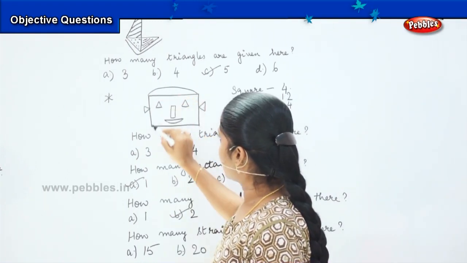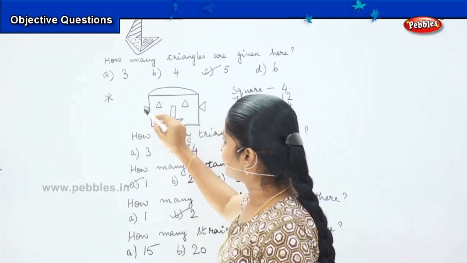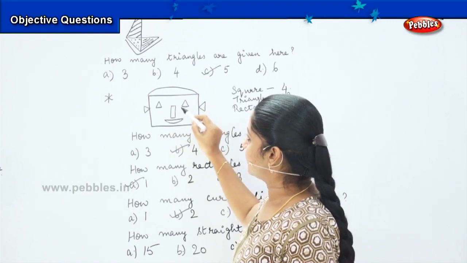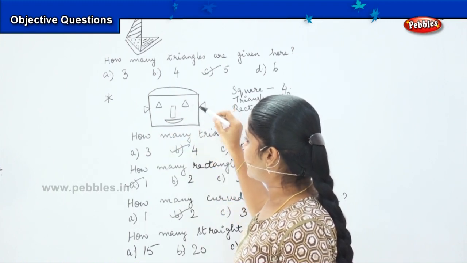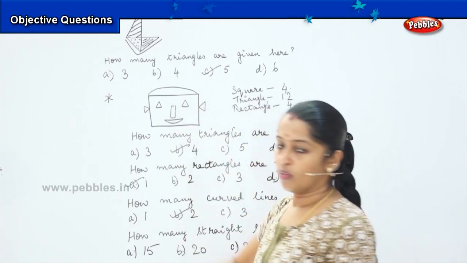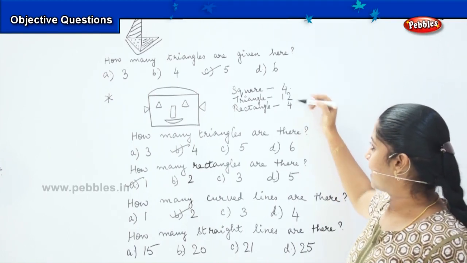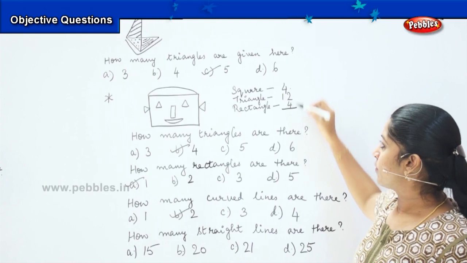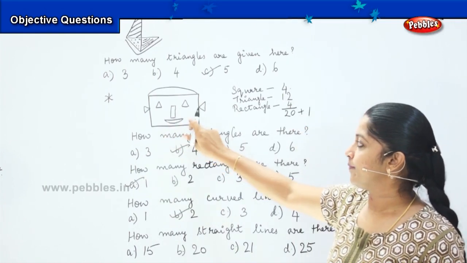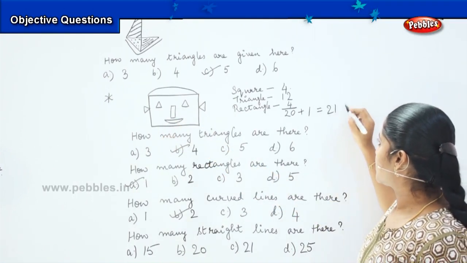Yeah, it's 1, 2, 3, 4, 5, 6, 7, 8, 9, 10, 11, 12, 13, 14, 15, 16, 17, 18, 19, 20 and 21. Or if you are finding it too confusing, you can just add this one, which comes to 20, and plus 1, which is the straight line of the face, equals 21 straight lines.